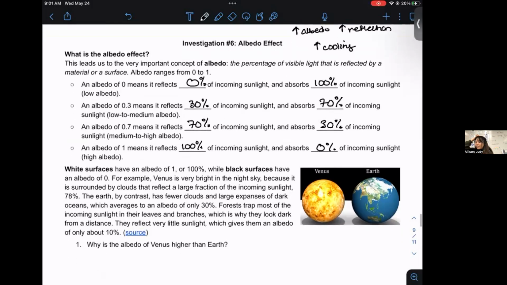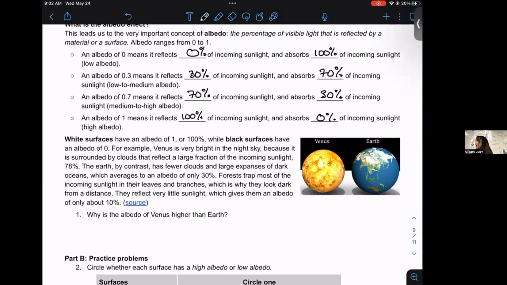So what we have here is when we look at white surfaces, they actually have an albedo. True white surfaces have an albedo of 1 or 100% reflection. And then black surfaces have an albedo of 0, 100% absorbance. Okay. For example, Venus is very bright in the night sky because it is surrounded by clouds. Clouds are highly reflective for the most part. Okay. They reflect a large fraction of the incoming light. It's why cloud coverage cools the area, not because the vapor is all that dense.